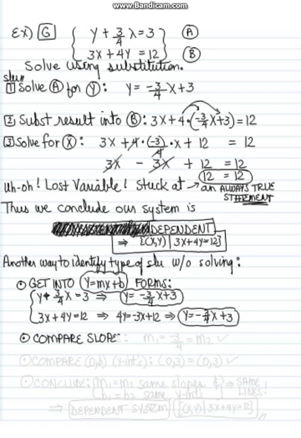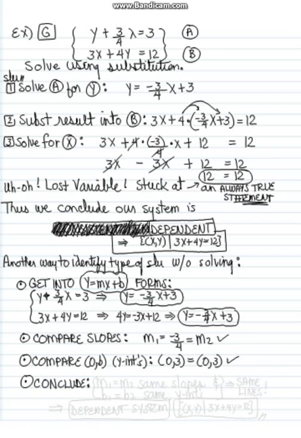Now that we have them both written in y equals mx plus b form, we see the slopes are equal to each other. They're both negative 3/4. So now we can compare the y-intercepts 0, b. For the first equation, we get 0, 3. For the second equation, we get 0, 3, which means they're also equal. The slopes are equal and the y-intercepts are equal.